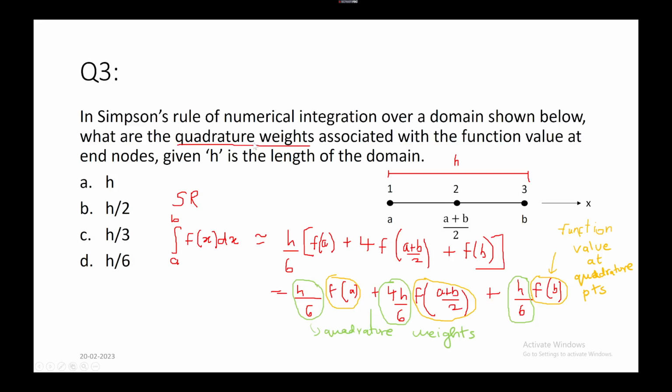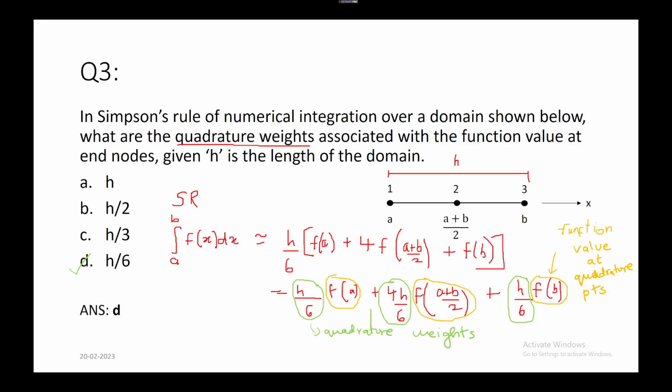In the question it is asked, what is the quadrature weight associated with the function value at the end nodes? End nodes are nothing but a and b. The coefficients of f of a and f of b, you can see both are h by 6. So the answer should be D, h by 6. I hope there is no doubt on this question. We saw the formula of Simpson's rule, and using it we found the quadrature weights associated with the function values at the end nodes. I'll go to the next question now.